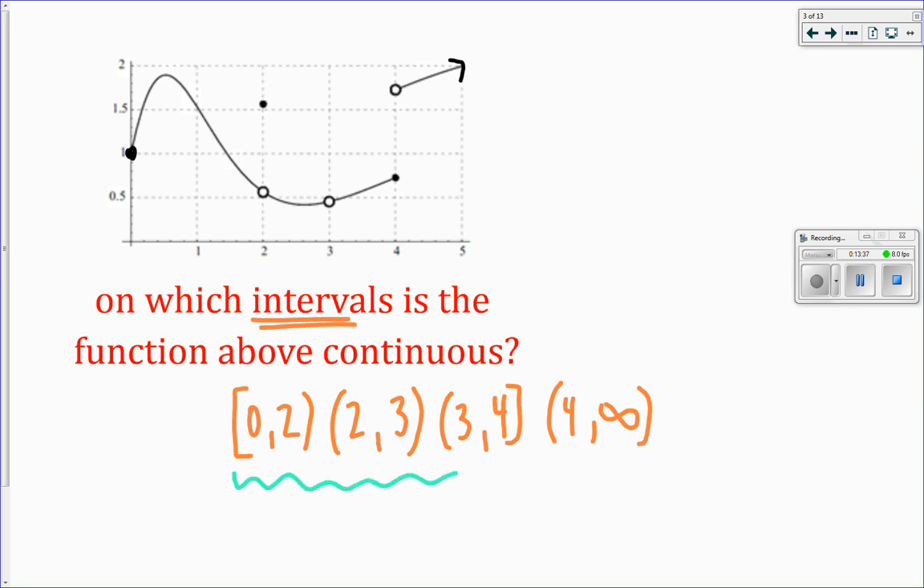Here's our solution. All of the intervals where this function is continuous. Notice we have brackets and parentheses. Brackets would mean equal to, parentheses mean not equal to.